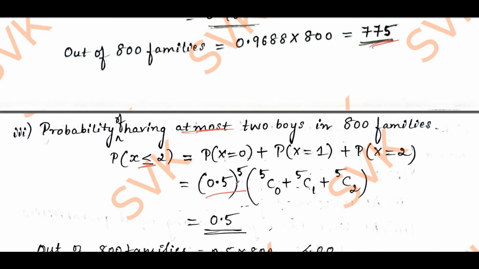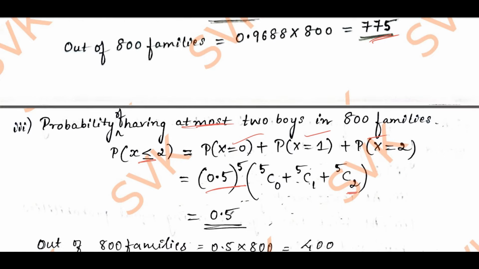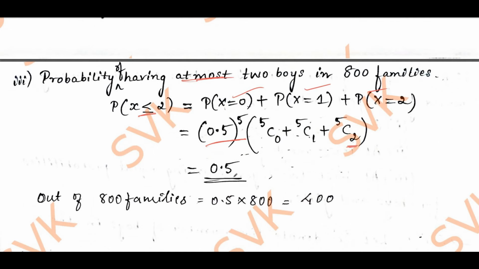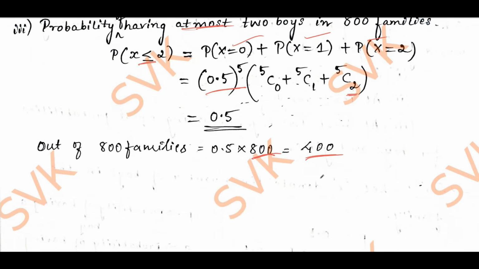So as 0.5 whole power 5 is constant for each probability, for that reason I have taken it outside. Then I have found 5c0 by putting x equal to 0, plus 5c1 by putting x equal to 1, plus 5c2 by putting x equal to 2. Simplifying this, I am going to get 0.5. Multiply this value 0.5 with 800. I am going to get the value as 400. This is the way of solving question number 2b.